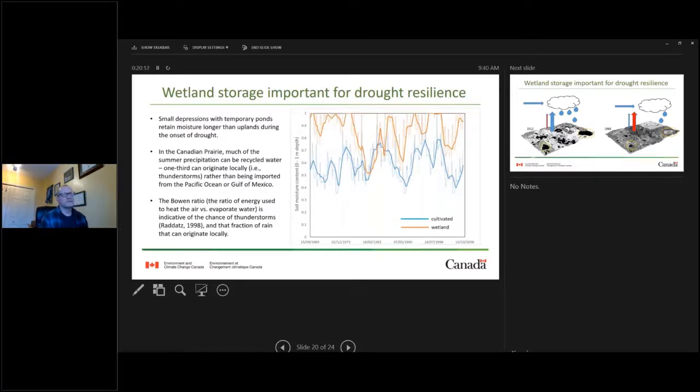And there's a fellow named Rick Raddatz from Manitoba who some time ago found that this Bowen ratio, which is the ratio of energy that's used to heat the air versus evaporate water. So this is sunlight and heat coming from the atmosphere that warms the air, which we all sense as warmer temperatures, or it evaporates water. And that relative rate is indicative of the chance of thunderstorms and that fraction of rain that can originate locally.